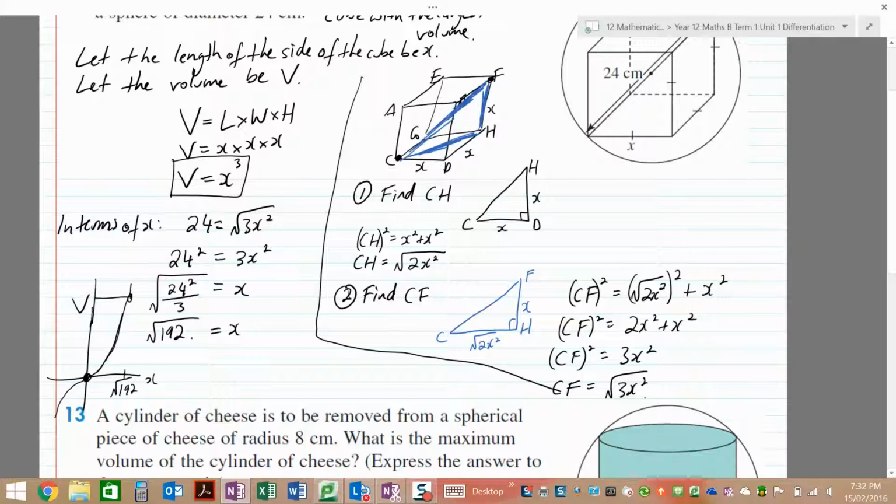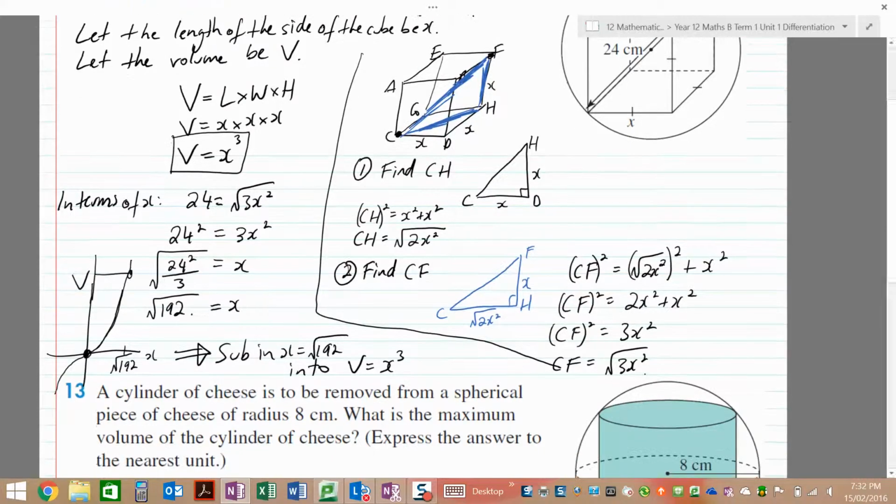Okay, remember, whenever you find maximums or minimums, at the end of the problem you should see if there is any natural domain, and then test the endpoints of the domain as well. So from here we'll sub in x equals square root 192 into v equals x cubed, and hopefully there we get the right answer. But again, we haven't really used optimization. We've just used the fact that we need to check these endpoints whenever we do an optimization problem.